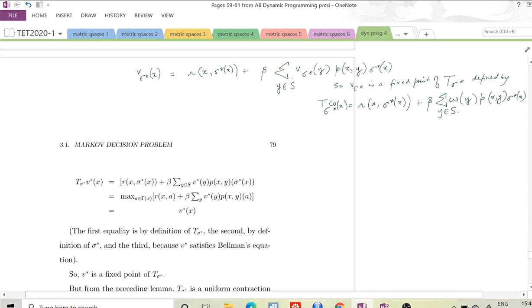So we know this. In other words, T sigma star of the function V sigma star is just V sigma star. It's a fixed point. Or if you want, this will always be true.